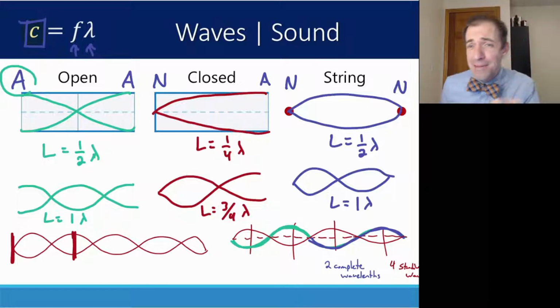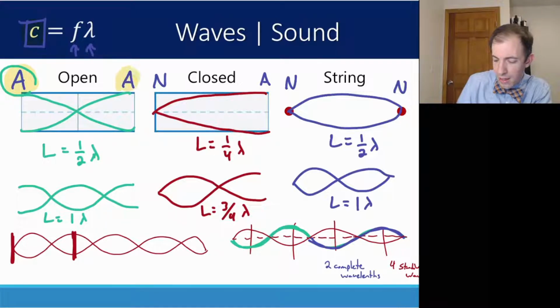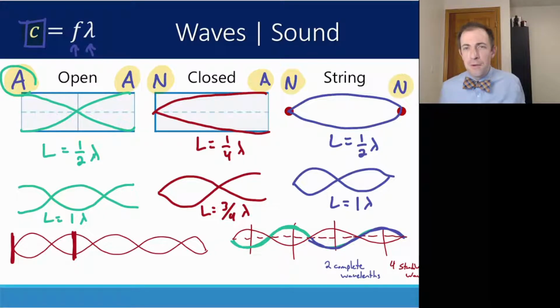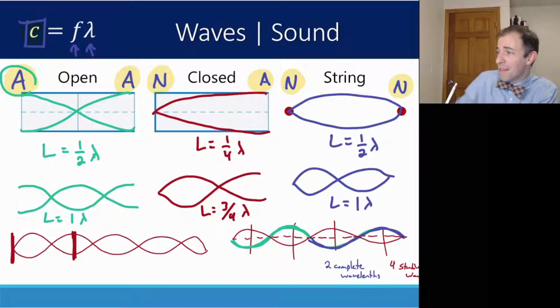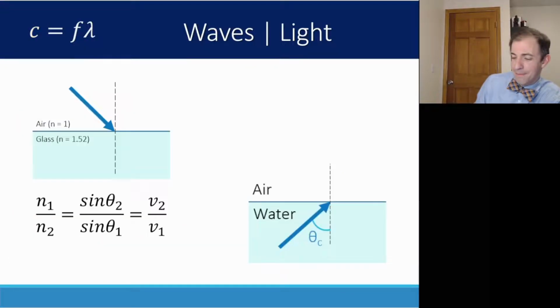Now, you are not expected to memorize these drawings. What you should remember are these conditions: node, antinode, antinode, antinode, node, node, and how you would draw that standing wave. And then from a drawing of a standing wave, be able to say, okay, here's how many complete wavelengths there are and what the standing wave would be.